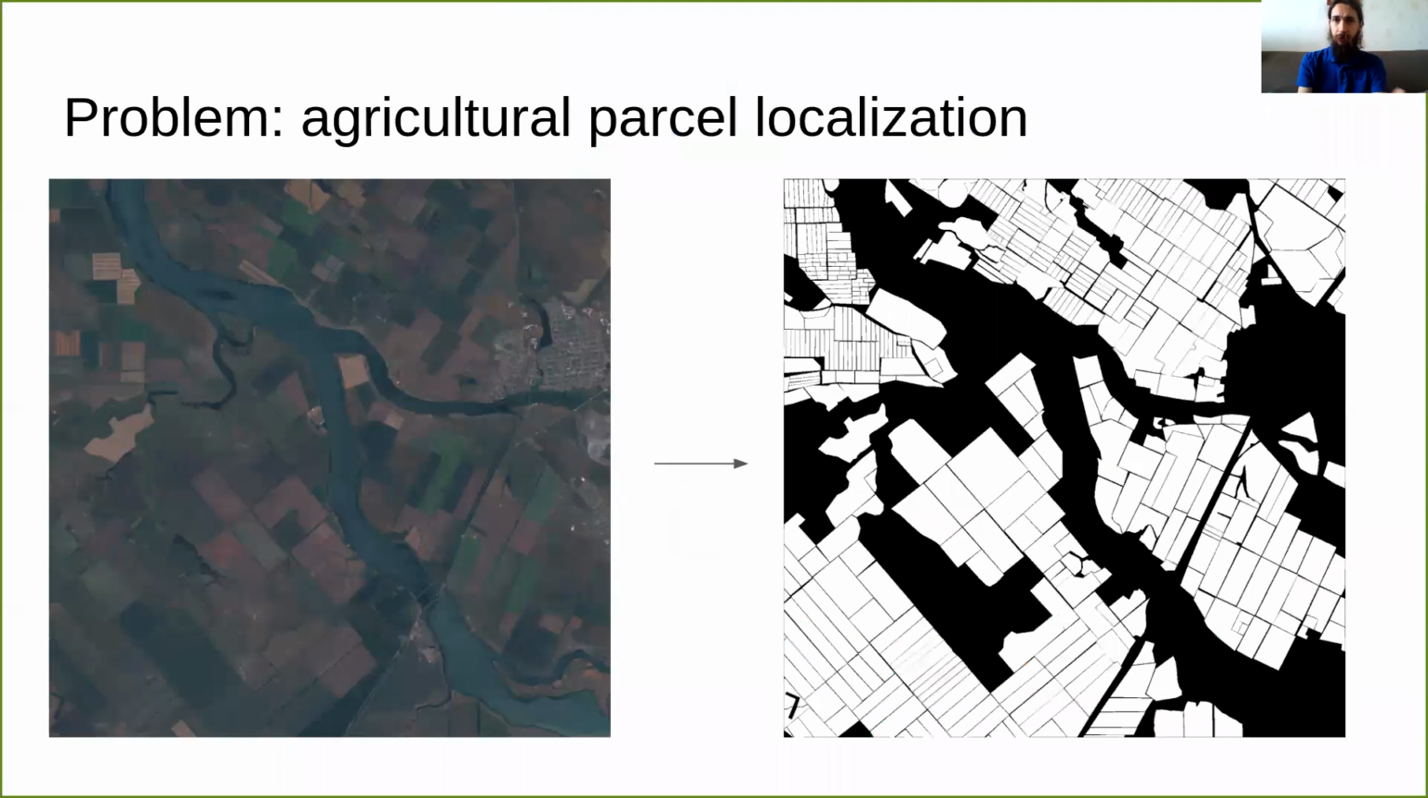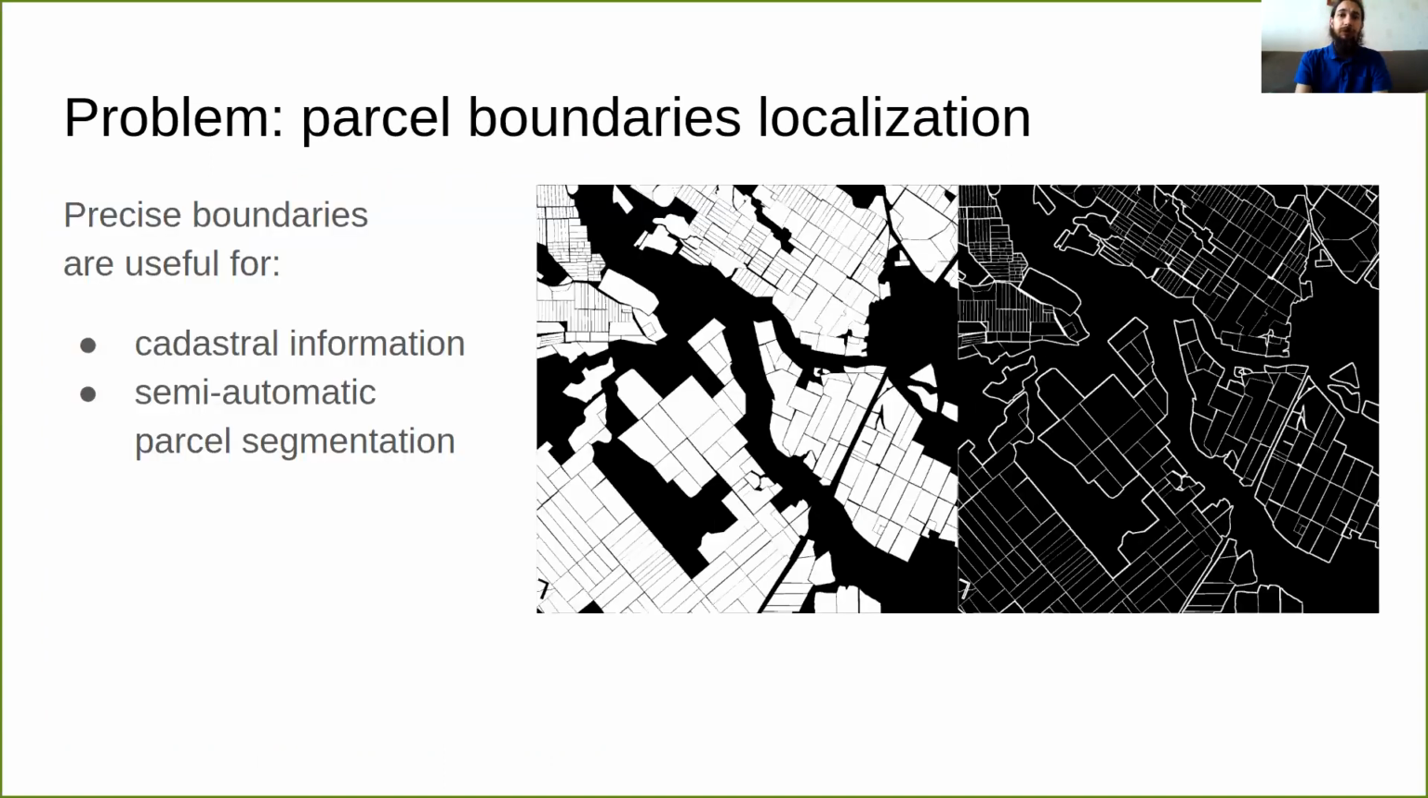What is agricultural parcel localization? We have some satellite imagery, and we want, for each pixel, to identify whether it corresponds to some parcel or field, or whether it is a background pixel. A related task is boundary localization. It can be used in tasks such as cadastral information or for semi-automatic parcel segmentation.